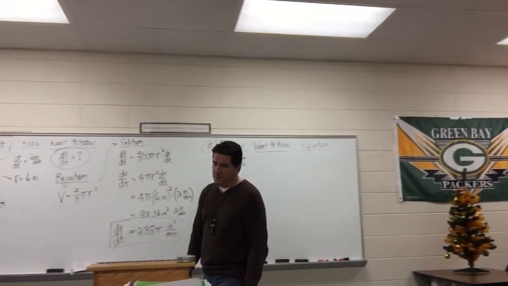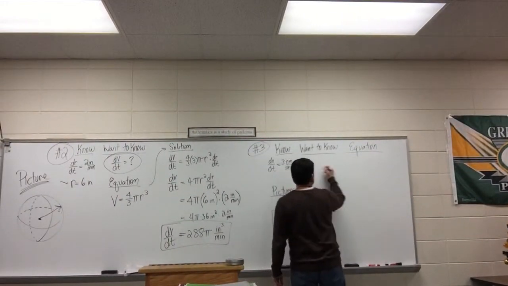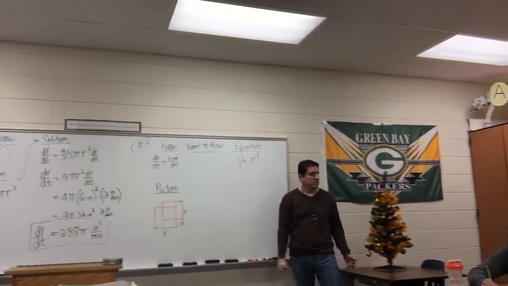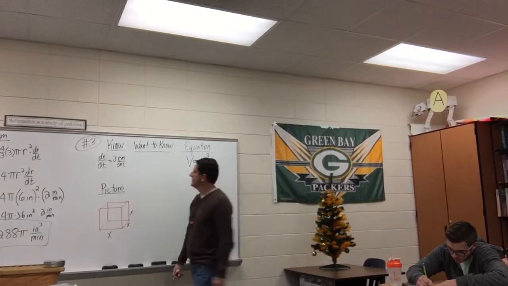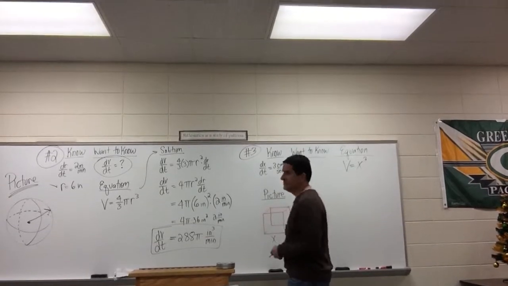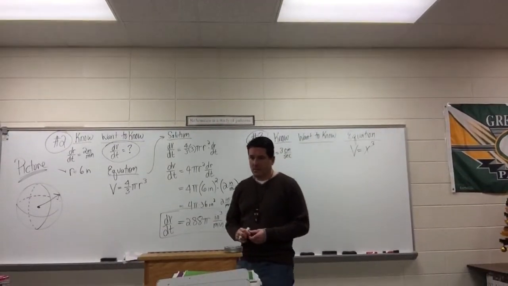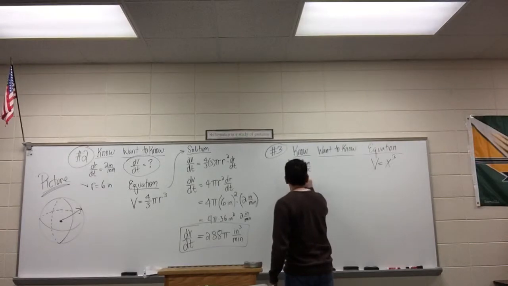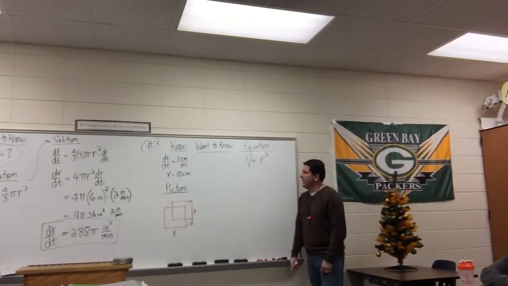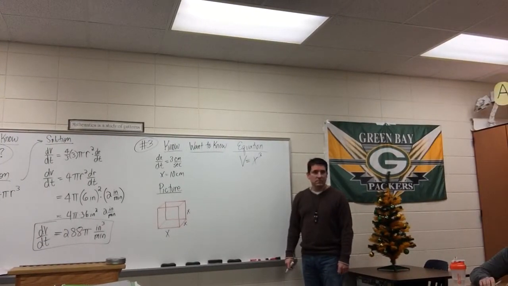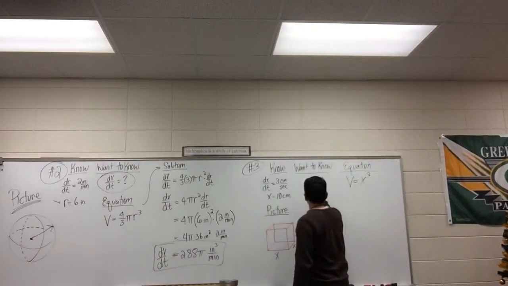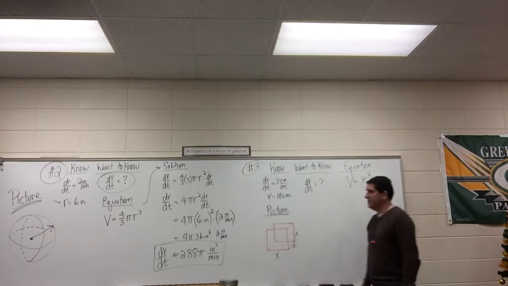What else do I know? The volume formula is actually easy. It's just x to the third, x cubed. And what else do we know? x is 10. At the moment, x is 10 centimeters. And finally, what do we want to know? I want to know dV/dt. So at what rate is the volume of the cube changing at that moment?